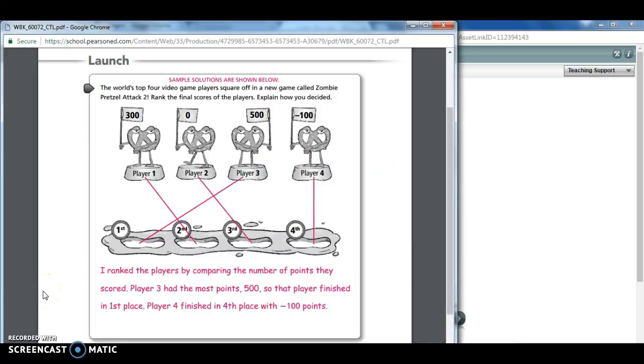There's a couple of ways you could have answered this launch problem. Here is one solution to the launch problem, showing that the greatest score gets first place and the score that's the lowest got fourth place. If this was a game of golf, maybe we would say that this -100 would come in first place. So again, there's more than one way that you could have answered this question.